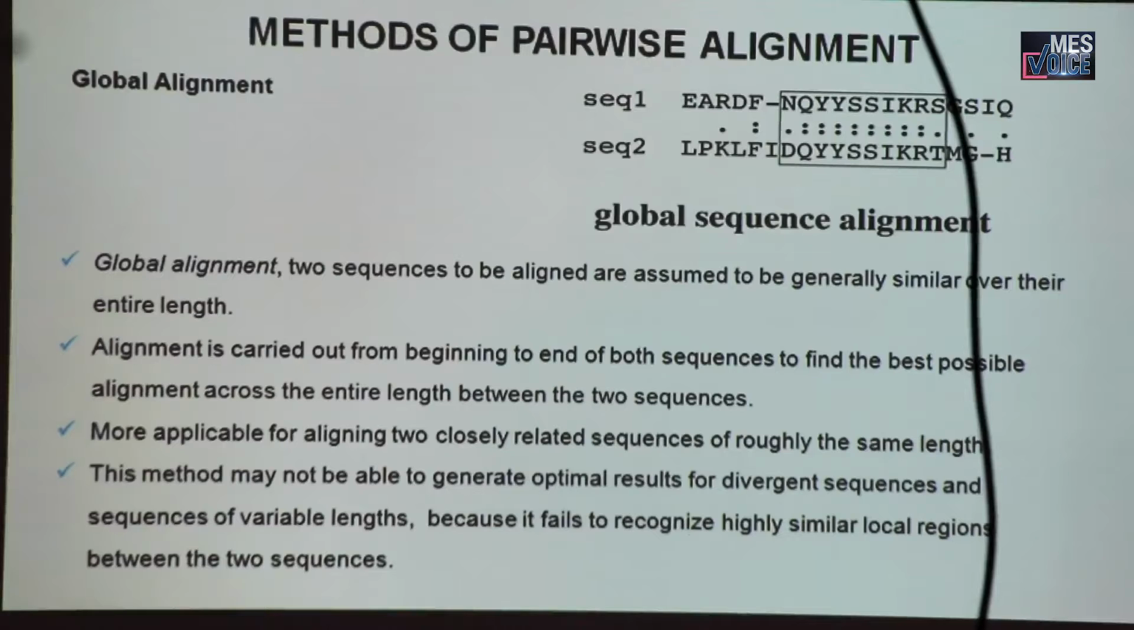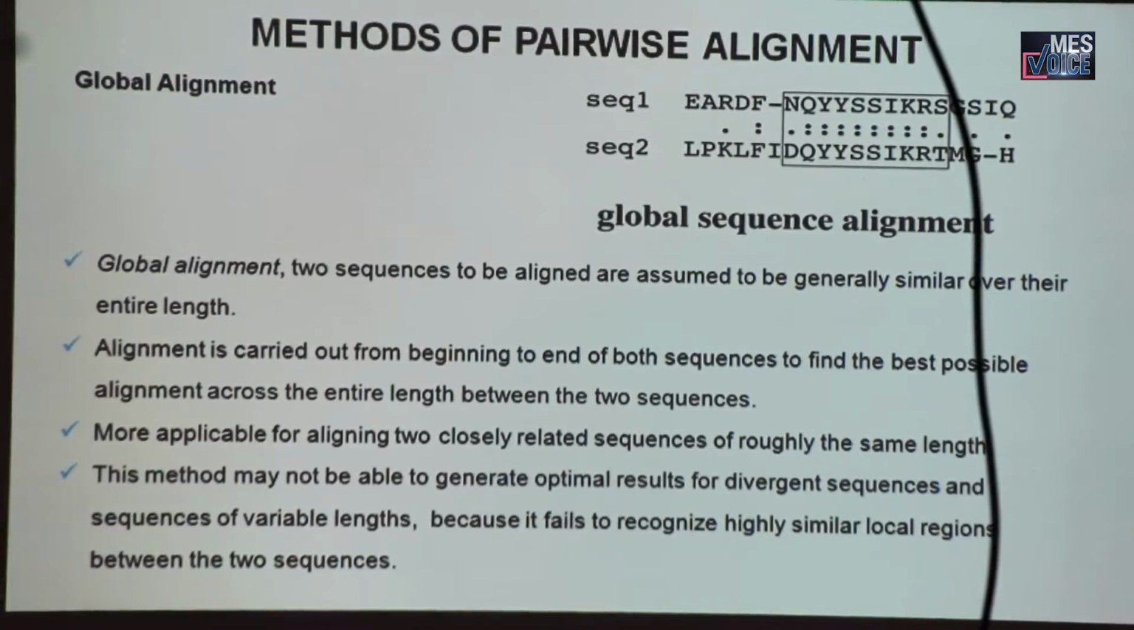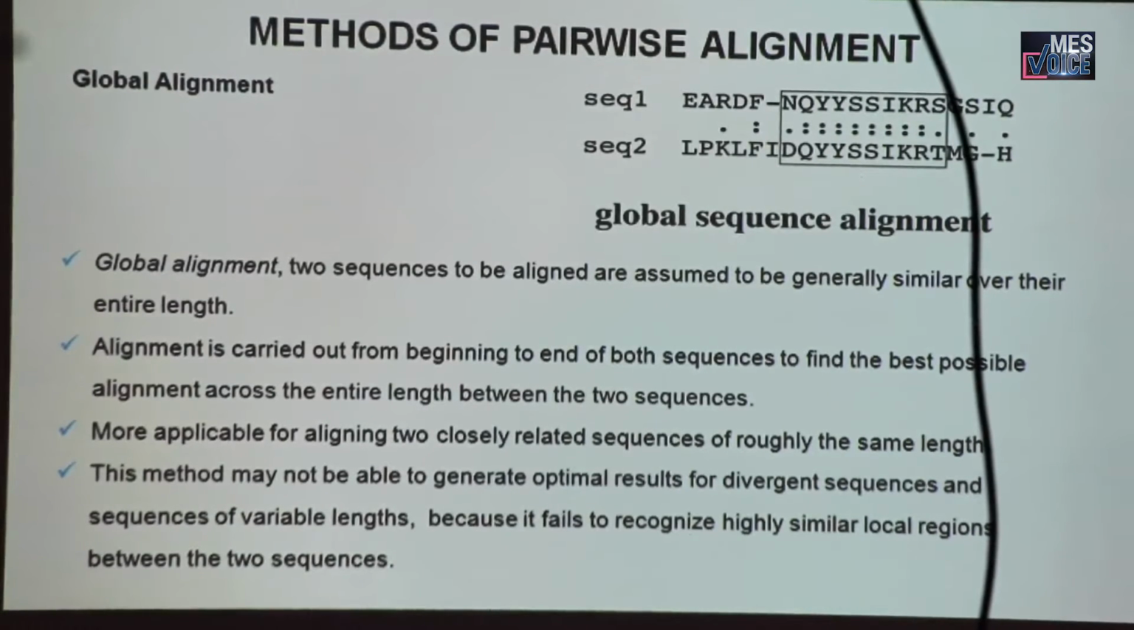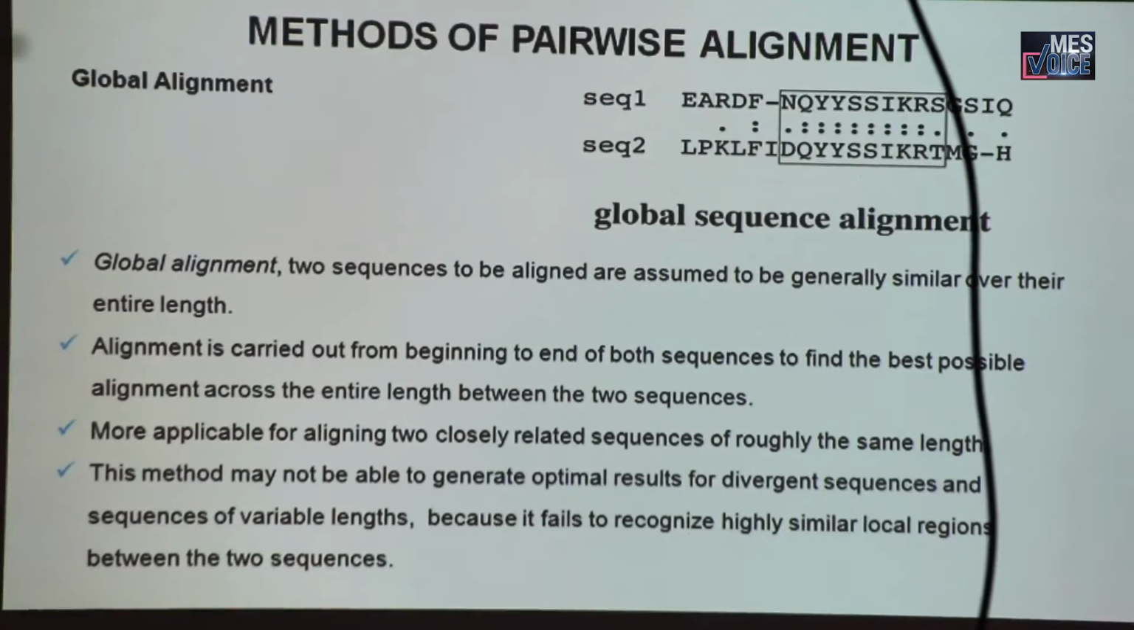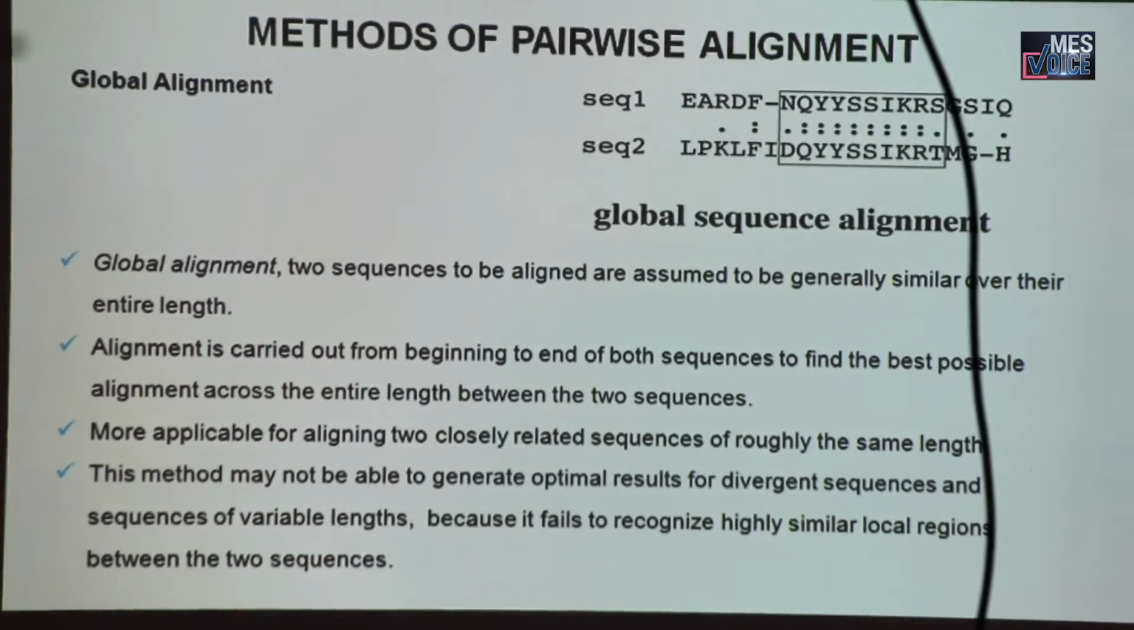So global alignment, this diagram shows a global alignment in which the whole sequence is considered. In both the cases, if we have two sequences, sequence 1 and sequence 2, the whole sequence is considered while doing the alignment. So two sequences to be aligned are assumed to be generally similar over their entire length. The entire length is considered while aligning. Then the alignment is carried out from beginning to the end.